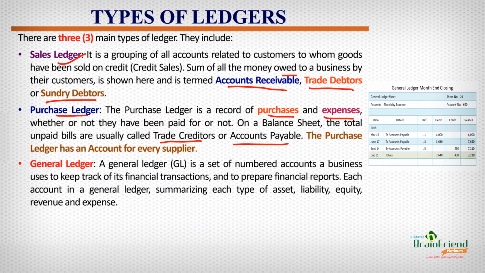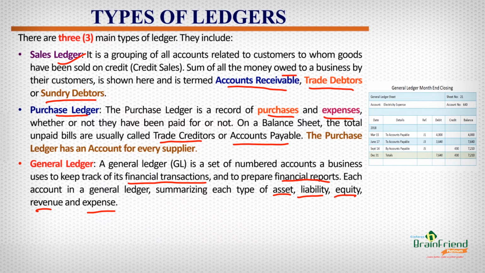Now for the general ledger, it is a set of numbered accounts a business uses to keep track of its financial transactions and to prepare financial reports. The general ledger summarizes the assets the firm has, the liabilities the firm incurs, equity, revenue, and expenses the firm has made. So we could say that the general ledger is a typical financial statement of a business entity.